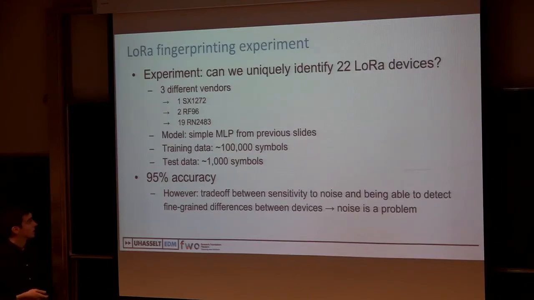I've done this in an experiment where I have fingerprinted 22 LoRa devices from three different vendors. And to do so, for the next slide, I will show you a simple MLP, a multilayer perceptron, the one like this. And I used 100,000 symbols of training data and 1,000 symbols of test data. And this turns out to have 95% accuracy.